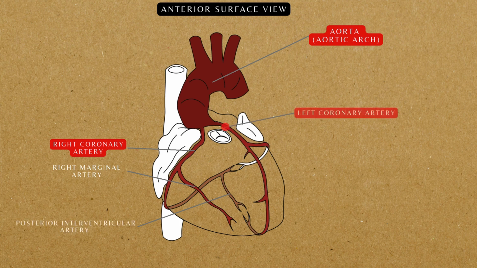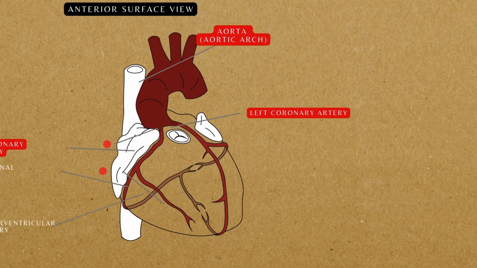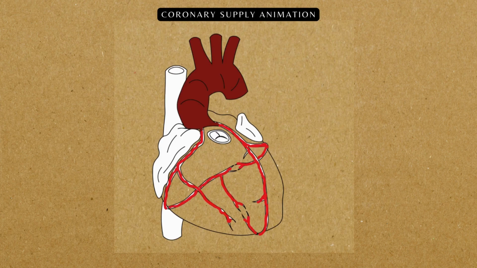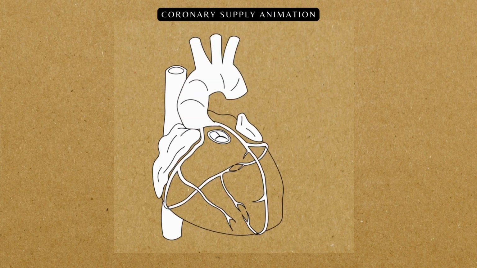To the left of the aorta emerges the left coronary artery. It branches into the circumflex artery and the anterior interventricular artery, also called the LAD. Here is an animation of the direction of blood flow from within the heart to supply the different territories of the myocardium.